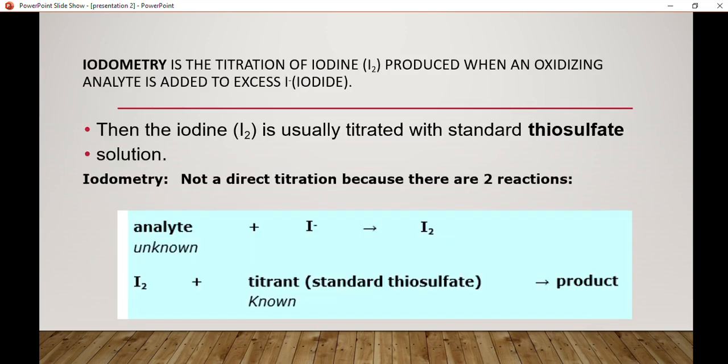Iodometry is the titration of iodine produced when an oxidizing analyte is added to excess iodide. Then the iodine is usually titrated with standard thiosulfate solution. Iodometry is not a direct titration because there are two reactions. First, analyte plus I negative to form I2. Then I2 plus titrant to form product.